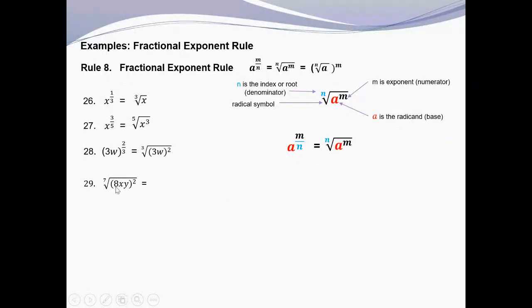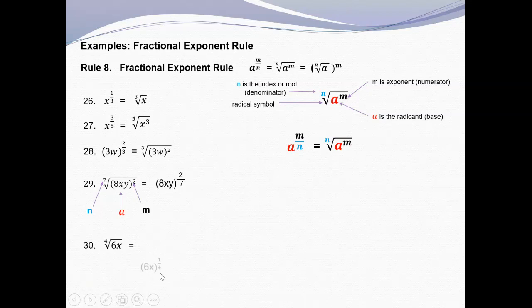Now you have to go the other way. The whole 8xy is going to be your base. The 2 will be the numerator, and the 7 will be the denominator. So it's going to be 8xy with parentheses to the 2 over 7. Here's my a, there's my n, and there's my m. There's my a, there's my m, and there's my n. Okay, so it'll be the whole thing, 8xy to the 2 over 7.